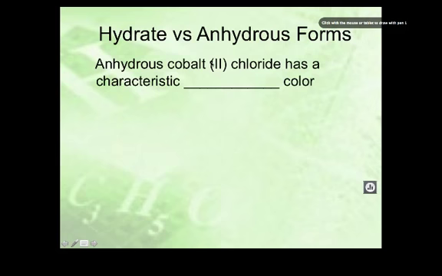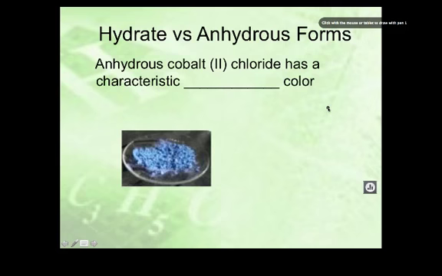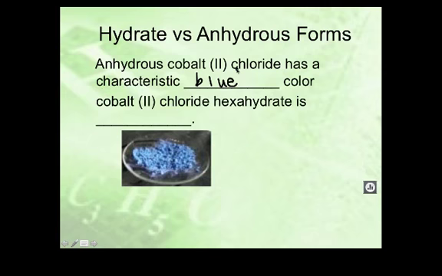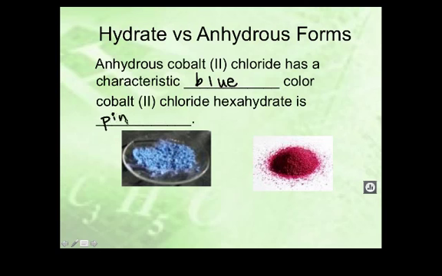So cobalt chloride in its anhydrous form, let me show you. Isn't that pretty? Nice and blue. Now let me show you the hydrated form. Oh, wow. Very different. Cobalt is one of those highly colored transition metals. I really like cobalt.